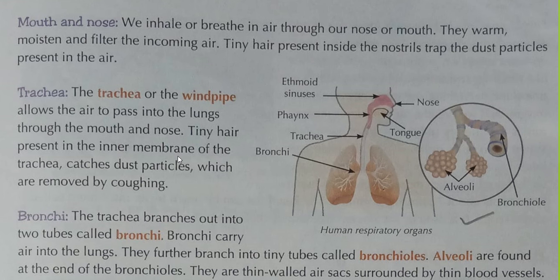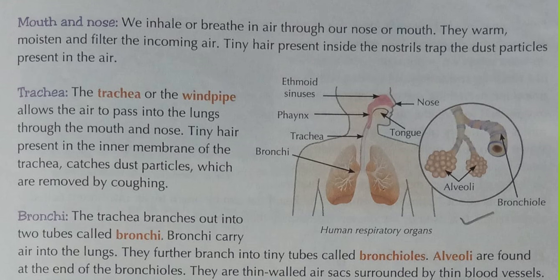Now one very important thing. As I already explained, tiny hairs are present in our nostrils. In the same way, it is written in this paragraph about the trachea that tiny hair present in the inner membrane of the trachea catches dust particles, which are removed by coughing. So sometimes we cough while taking our breath. Why? Because the tiny hair inside the trachea catches some dust particles in the air, so we remove them by coughing.